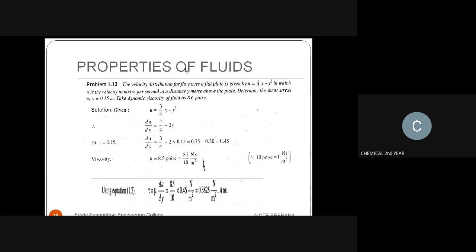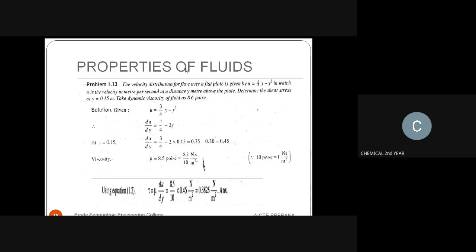So you can take a look at the next type of the property estimation of fluid. So here the velocity distribution for flow over a flat plate is given by u is equal to 3 by 4 y minus y square, in which u is the velocity in meter per second at a distance y meter above the plate. So you need to determine the shear stress at y is equal to 0.15 meter. So you have to take the dynamic viscosity of the fluid as 8.6 poise. So here they are asking the shear stress, right? So they are given an equation for the velocity distribution for a flow over a flat plate.